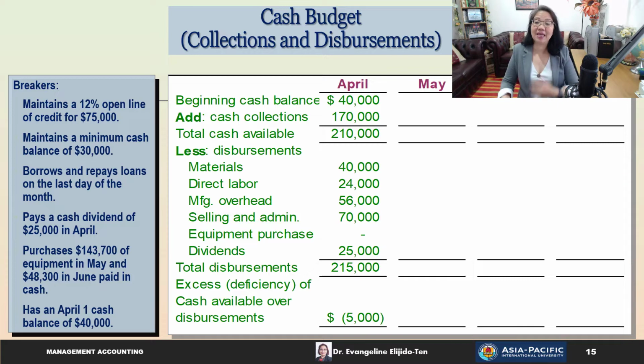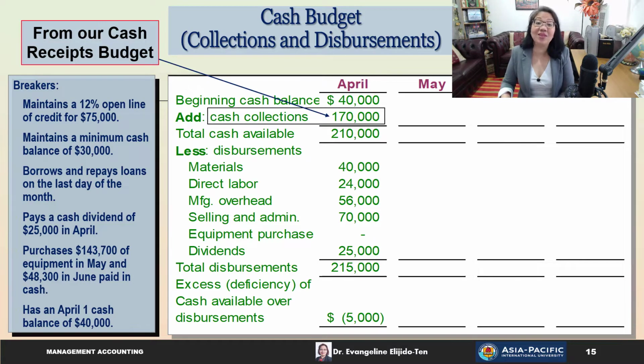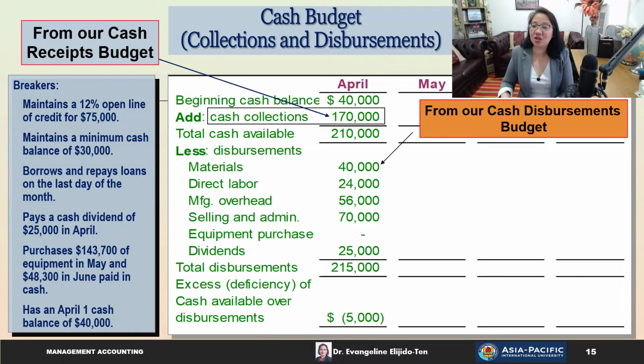Then we'll add the cash collections taken from the cash receipts budget of $170,000. That will give us a total cash available of $210,000. Then we'll go to the disbursements. For materials, this $40,000 came from our cash disbursements budget.